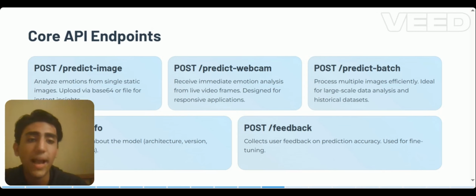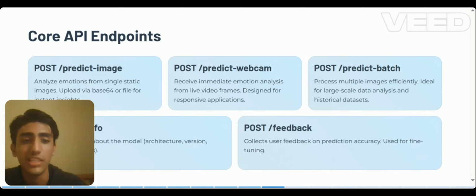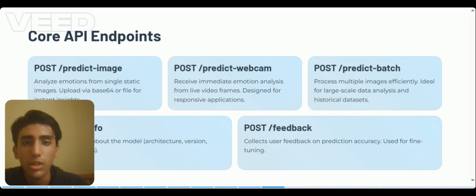You have a batch prediction endpoint, where in the future, if you've collected more data and you want to train the model on that as well, you can use this endpoint. You have get model info, which will basically give you the information about the model, which version you're using, what is the name of the model, which in this case you won't get the name, you'll actually get the architecture because it's multi-model, but yeah.